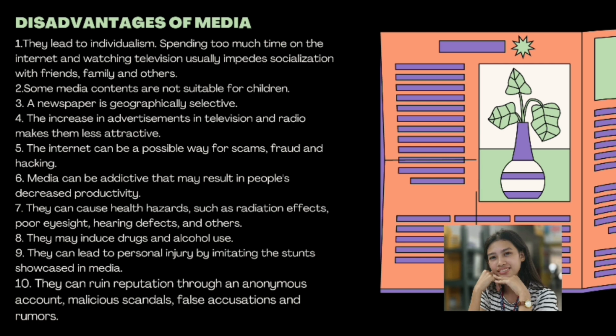So the third is a newspaper is geographically selective. A newspaper usually talks about things that happen in a certain area. This selectivity means that the content of a newspaper is tailored to the interests and concerns of the local community it serves. It covers local news, events, politics, culture, and other topics that are pertinent to the area's residents. This helps in keeping people informed about what's happening in their own neighborhood, city, or region.